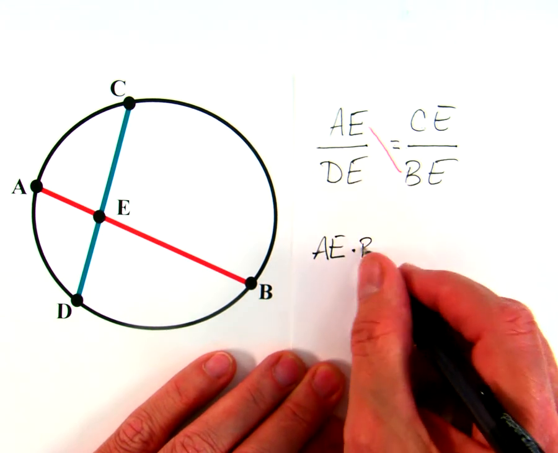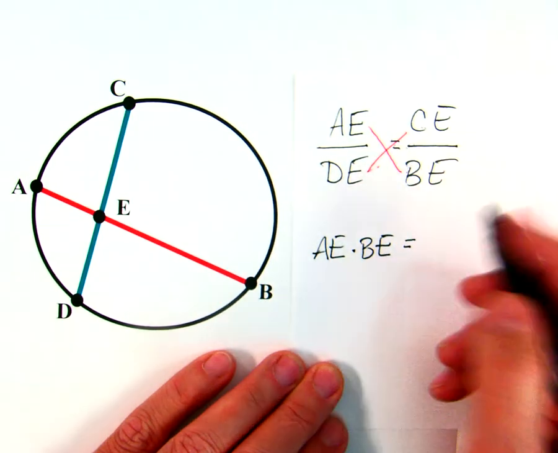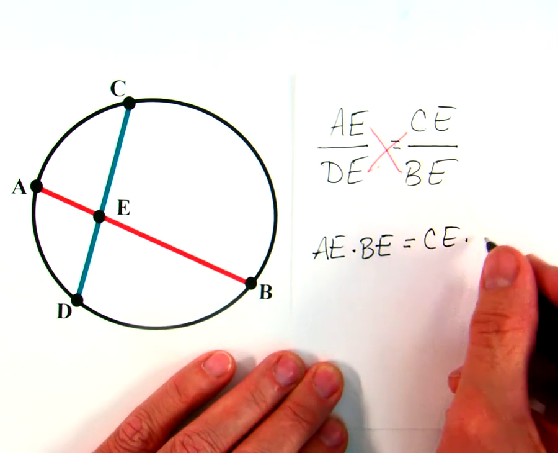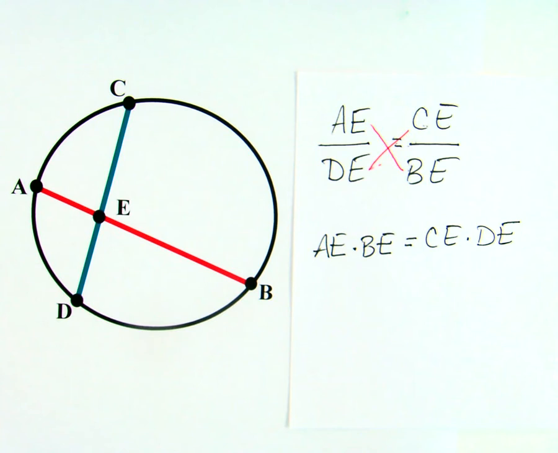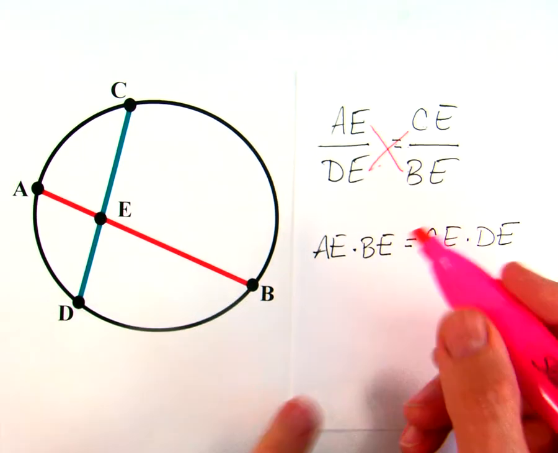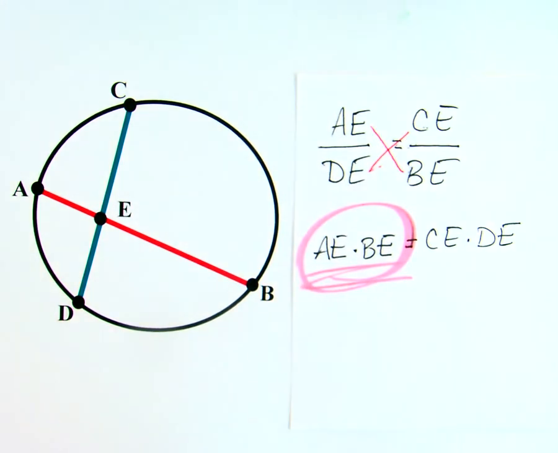AE times BE equals CE times DE. Okay, what's the advantage of this one? Well, it's handy to write it this way because notice that AE and BE are both on the red chord, and DE and CE are both on the blue chord.